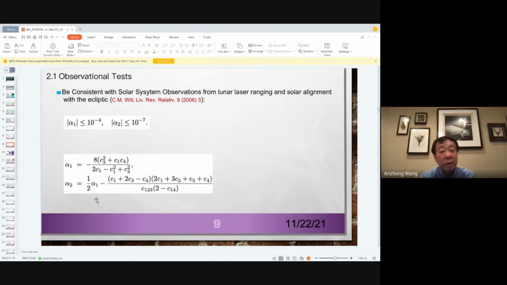Also, we require the theory to be consistent with all the solar system observations, because here we have the ether field, then there's a dragging effect, which makes the post-Newtonian constants two of them different from the Einstein case. We call them alpha 1, alpha 2. So alpha 1 has to be less than 10 to the minus 4, alpha 2, 10 to the minus 7. So these are all the constraints we observe so far.